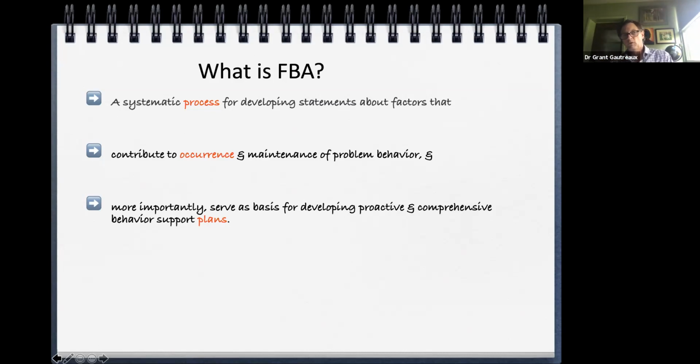What we're looking for is what ends up contributing to the occurrence and the maintenance of the problem behavior. And then, of course, using that information as a basis to develop what we're going to do to prevent this from happening and what we're going to do if it happens. So proactive and reactive. And together that should form a fairly comprehensive plan.